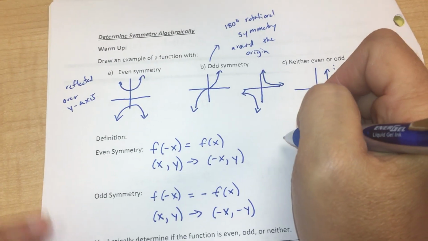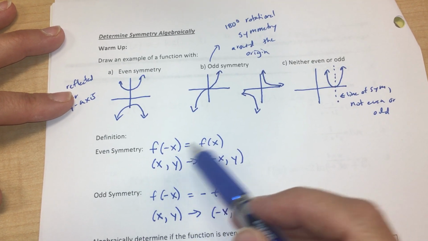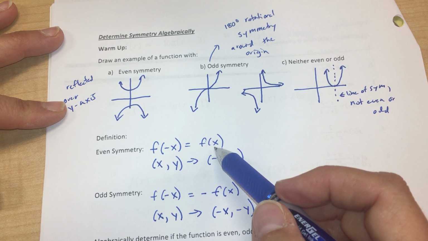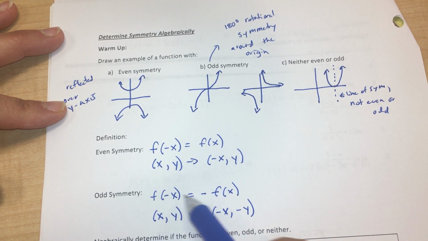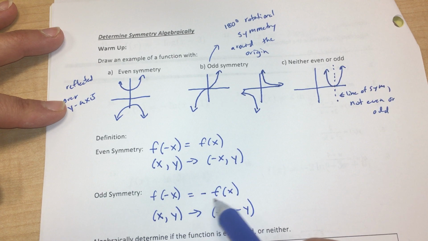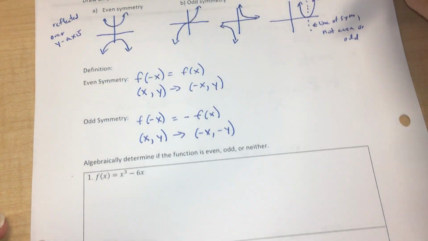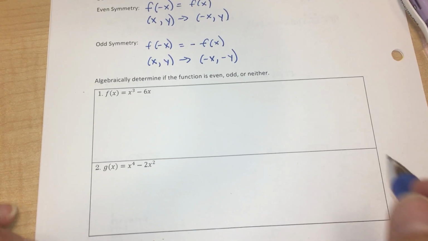And just to formalize this again, basically we're going to put negative x into our function, and we're looking to get the exact same function back. If we get the exact same function back, then it's even. If we put negative x in and we get the exact opposite of the function, that means the function is odd. So let's take a look at these two examples, and that will help us have a better understanding of what's going on here.